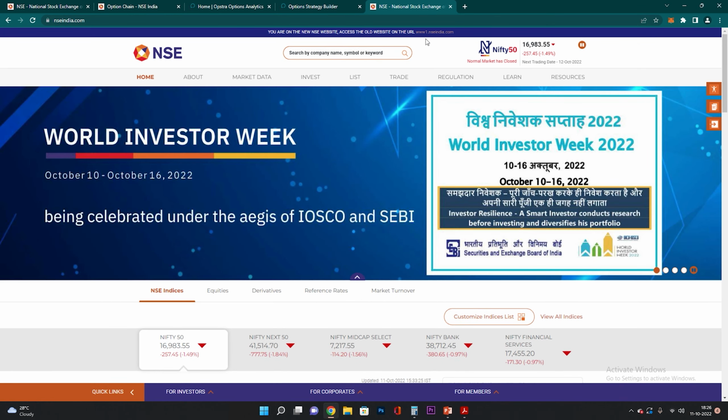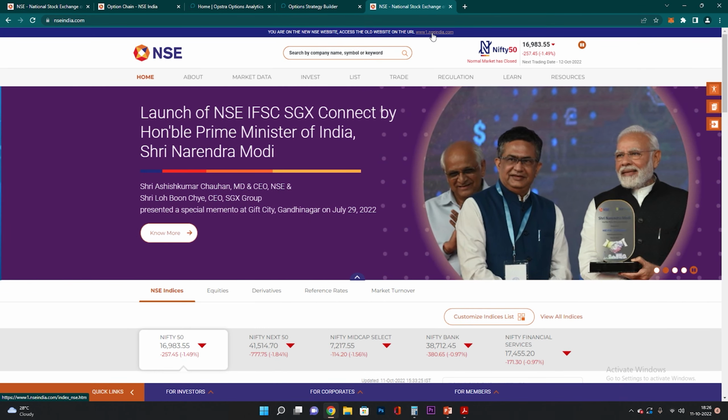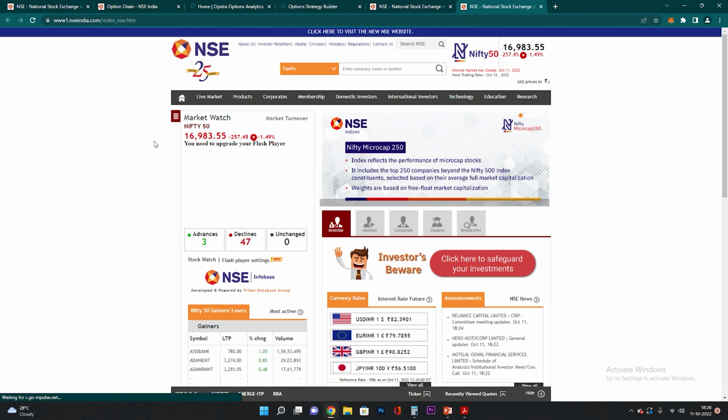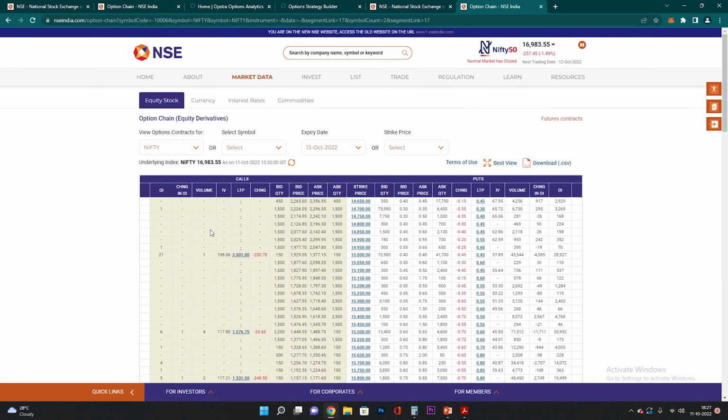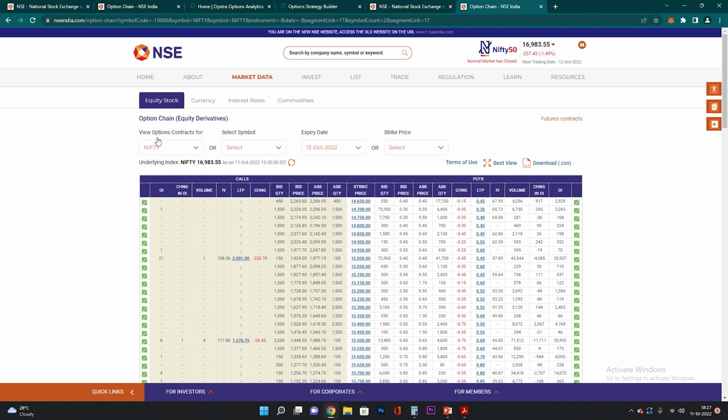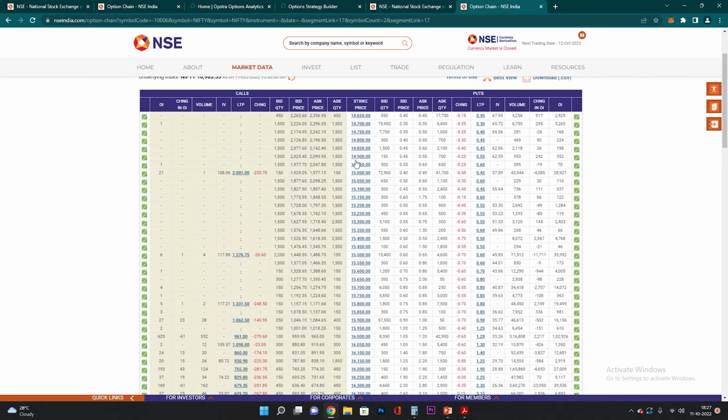Then here there will be www.1.nse.com. Click that. Then in the live market you will see option chain, and in option chain, equity derivatives have to be clicked. In this equity derivatives you can see here Nifty, expiry is 13th expiry. So these are the strike prices.